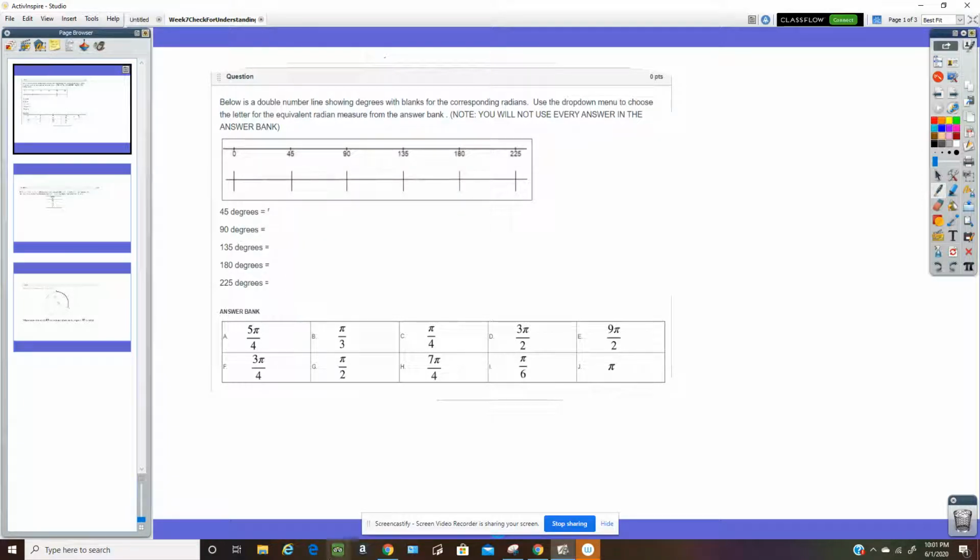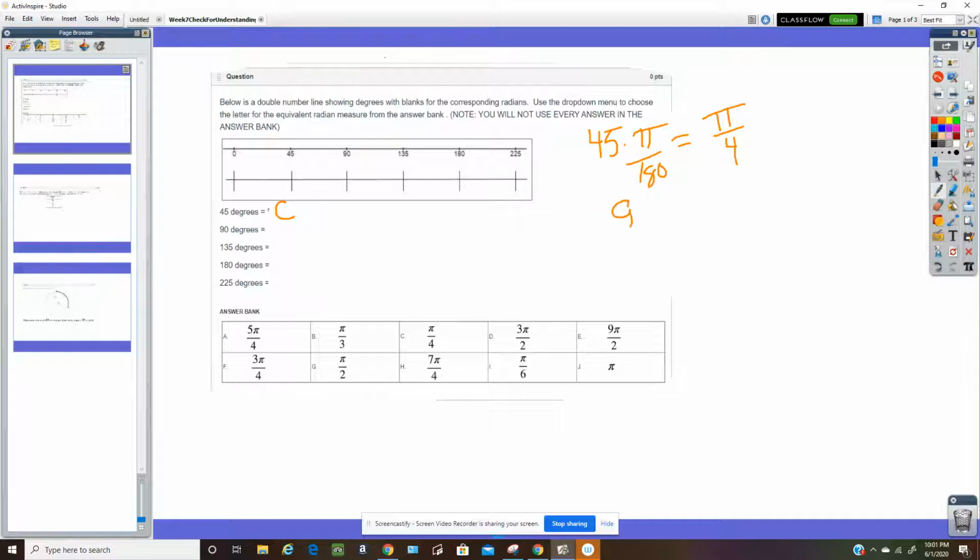45 degrees. If I want to change that to radians, then 45 times pi over 180, and then simplify this fraction. 45 over 180, 45 divides both of those. So pi over 4. So pi over 4 is letter C.